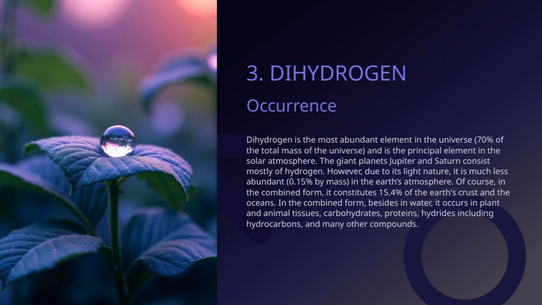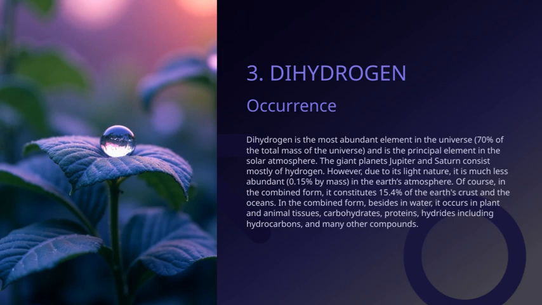When it's combined with other elements, it becomes a fundamental part of our planet's crust and oceans. In fact, hydrogen in combined form makes up roughly 15.4% of the Earth's crust. It's also a major component of water, which is essential for all life.